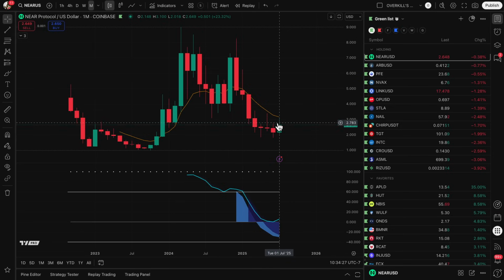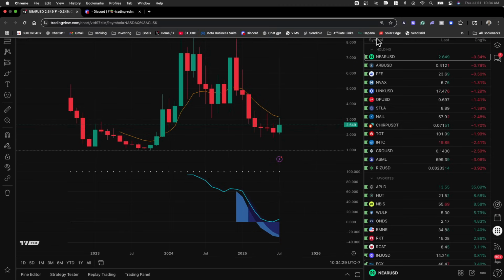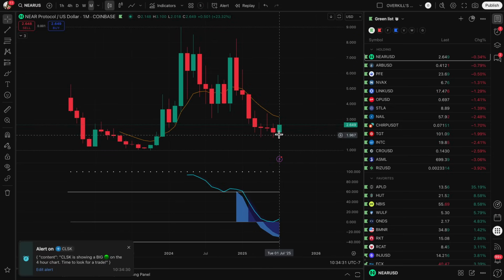So this was the price action here in July. This candle right here represents the price action in July. And you could see this was the first green candle that Near got in 1, 2, 3, 4, 5, 6, 7.